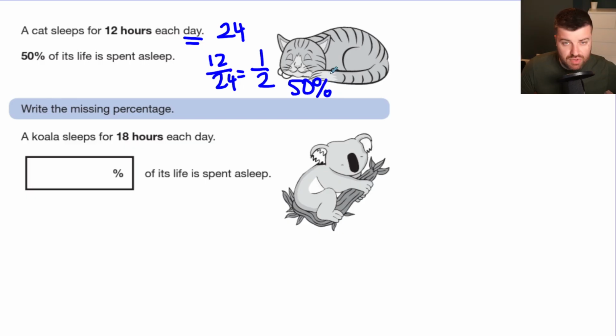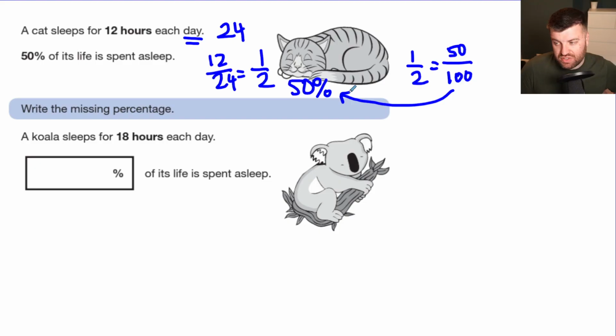Again, we're not going to go into huge detail here. This is revision. So half equals 50%. That's because 1/2 is the same as 50 out of 100. If we multiply the top by 50, so multiply the numerator and denominator by 50, we get 50 out of 100. And we know, don't we, that percent literally means per 100. So 1/2 is equivalent to 50%.